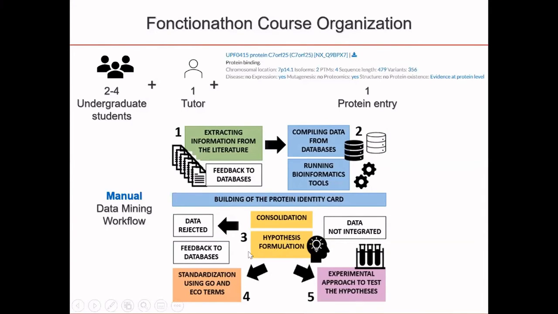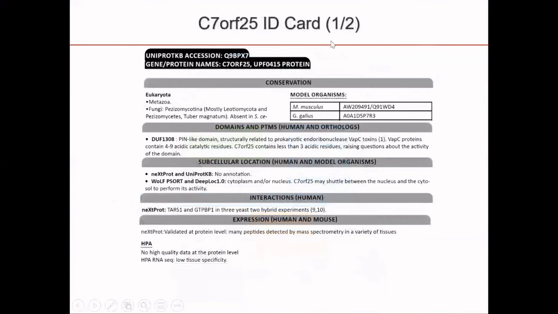And the tutors then standardize these hypotheses using gene ontology and evidence code terms. So if we take the example I've shown here and take a quick look at the ID card, we see that we have all the names for the proteins. This is, of course, important to know what you're going to be searching for.